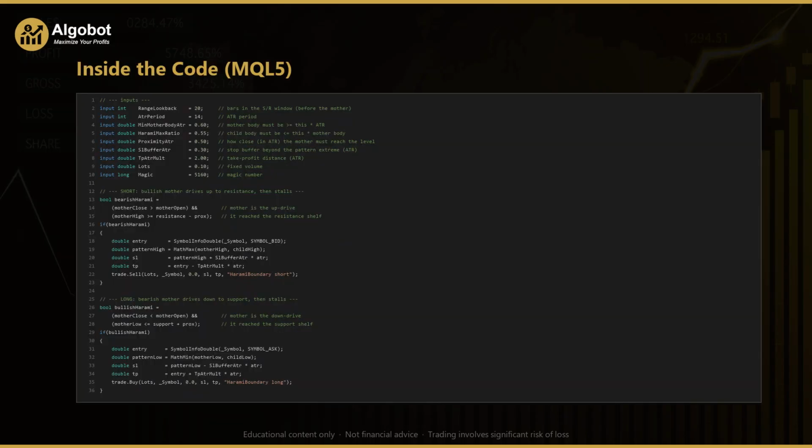Let's look at the actual MetaQuotes code running inside the expert advisor. At the top are the input parameters you can adjust in the strategy tester. RangeLookback sets how many bars define the support and resistance window.